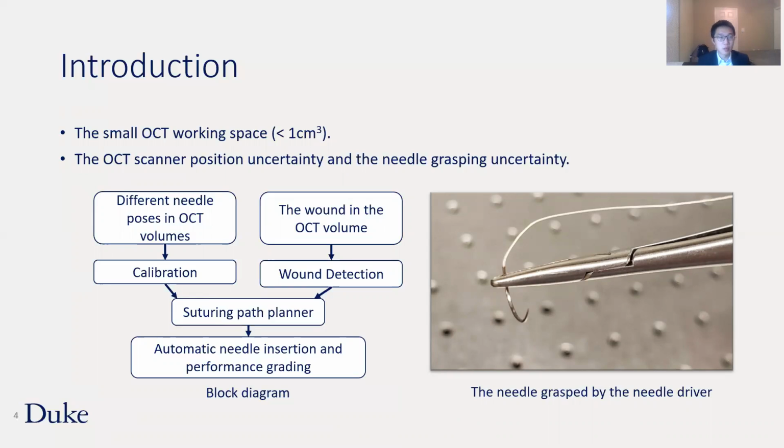Another point is that before the needle insertion, we need to adjust the OCT scanner's position to make sure that the top layer of the wound is in the OCT volume, which introduces OCT scanner position uncertainty. We also need to mount the needle on the needle driver. We cannot be sure of the needle's position on the needle driver, which also introduces needle grasping uncertainty. Therefore, we need to calibrate the needle and the OCT scanner.